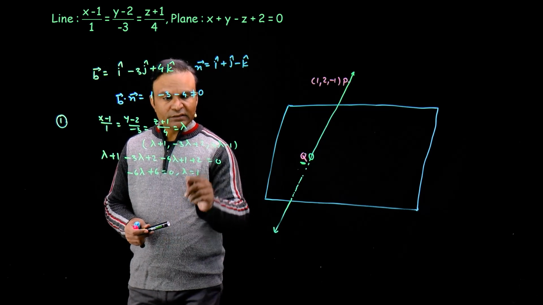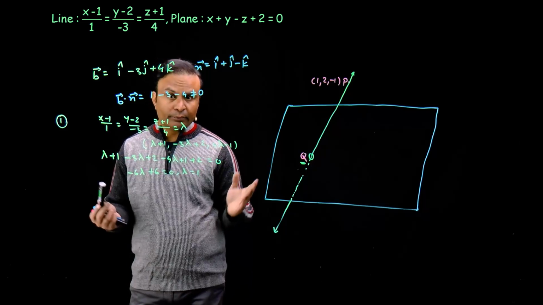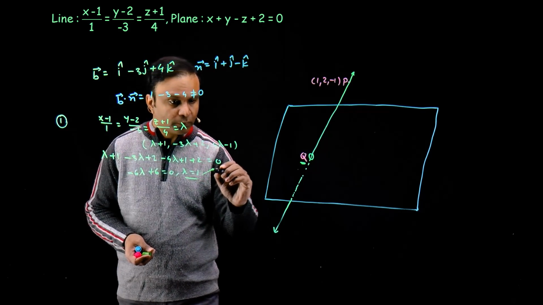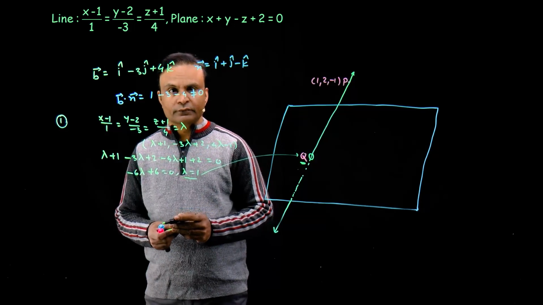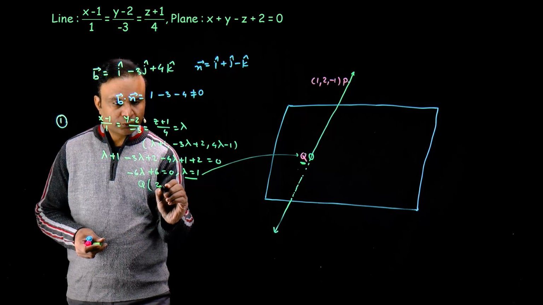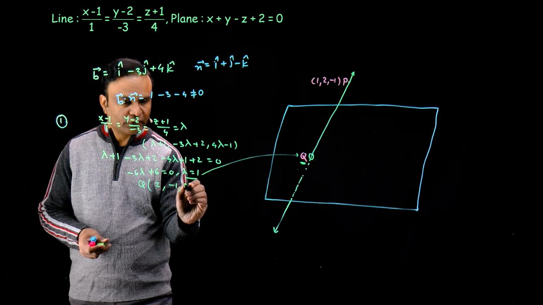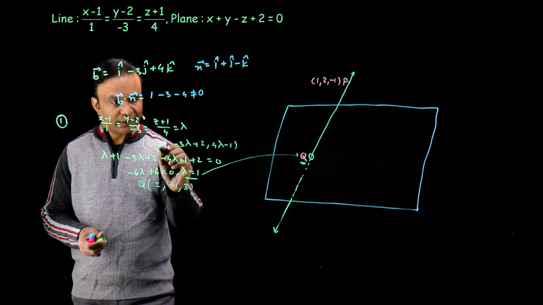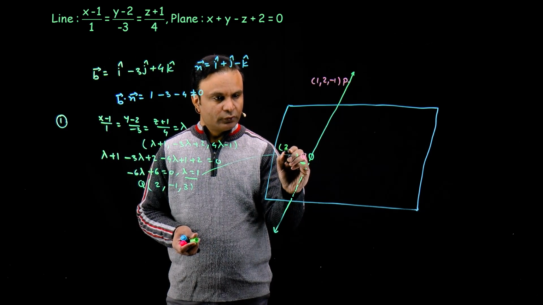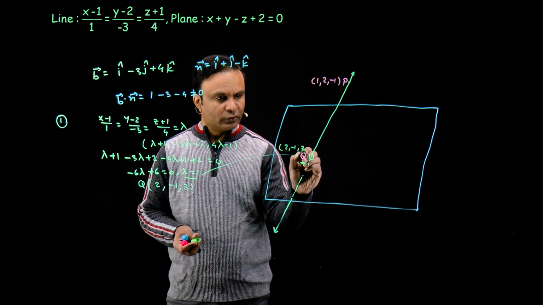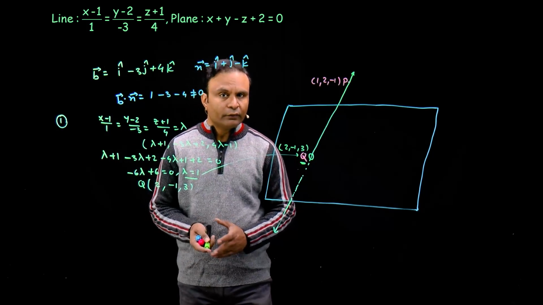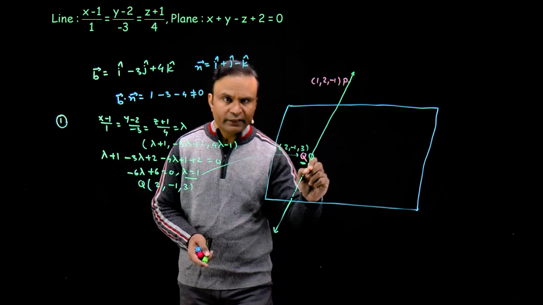Okay. Now putting this value of lambda in this, we get point Q, because this value of lambda is for point Q. So we get point Q as 2 comma minus 1 comma 3 by putting lambda in this. So we have coordinates of this point 2 comma minus 1 comma 3. Okay, so this is element number 1, point of intersection of line and plane.